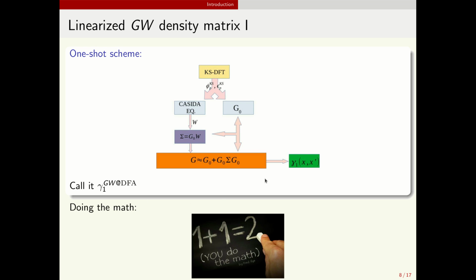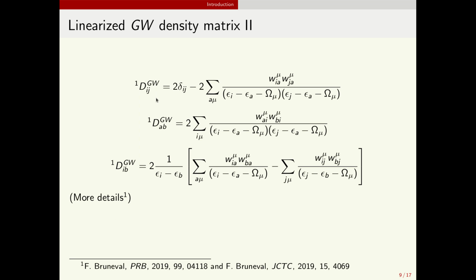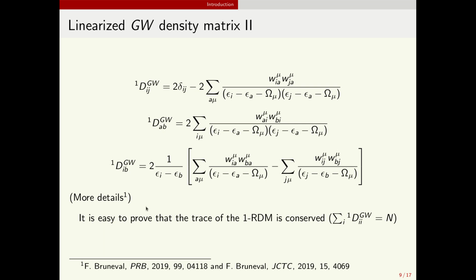After doing all the math, we arrive at very simple expressions of the elements of the updated 1RDM, which are simply functions of the excitation energies and the associated eigenvectors, where here I have used i and j for occupied and a and b for virtual orbitals. It's easy to prove that the trace of this new 1RDM, which means the sum of the diagonal elements, recovers the number of electrons.